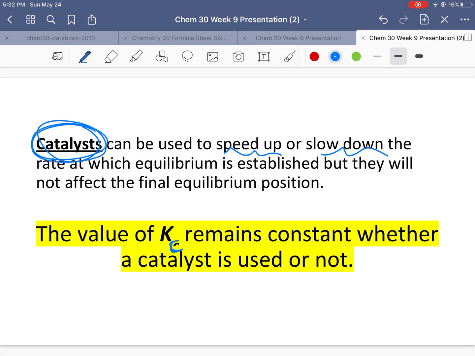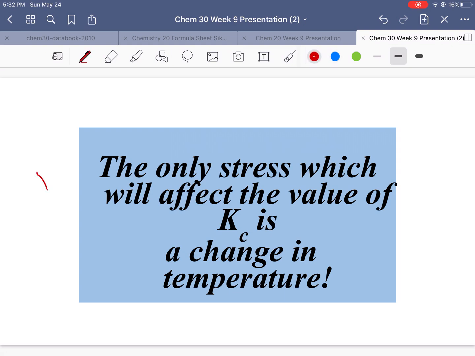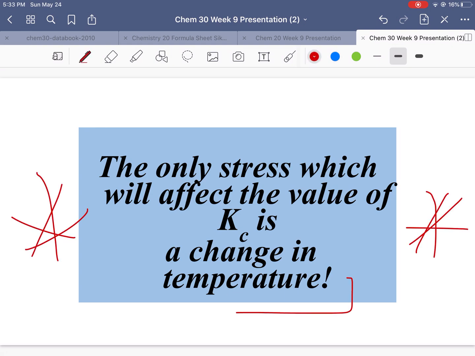Okay? So to recap, concentration, no effect on an equilibrium constant. Pressure, no impact on an equilibrium constant. Catalyst, no impact on an equilibrium constant. However, big deal, temperature, yes, this will affect the equilibrium constant. It will change it. If you are favoring the products, you will increase the value of the equilibrium constant. If you are favoring the reactants, the reverse reaction, you will decrease the value of the equilibrium constant.